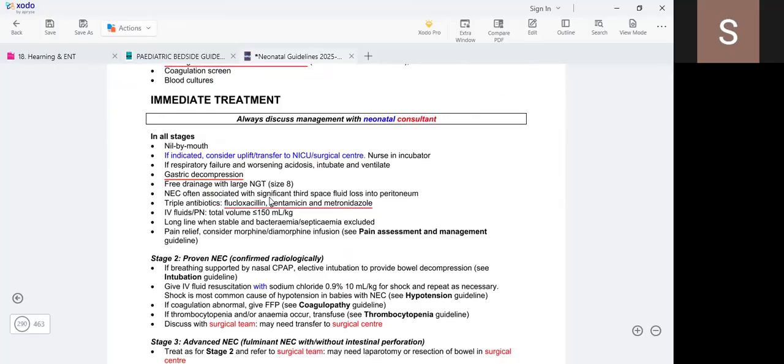Immediate management: always discuss with the neonatal consultant. First of all, nil per oral. This is important. Refer to the NICU or surgical center. Another important point is gastric decompression, gastric drainage. This is the triple antibiotic regimen. What antibiotics are used in necrotizing enterocolitis? Triple antibiotic: flucloxacillin, gentamicin, and metronidazole.